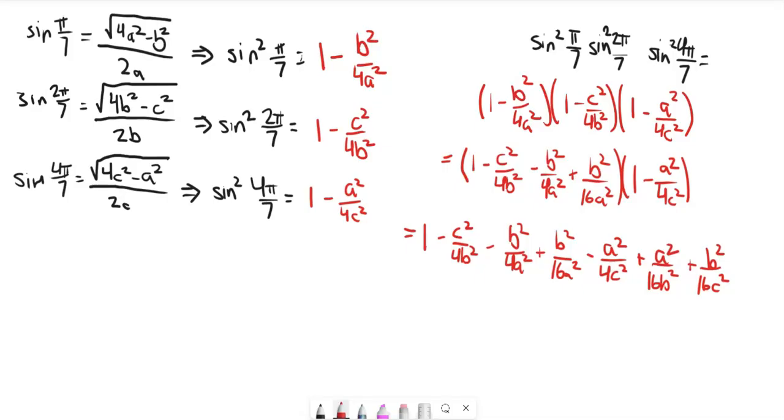Oh, I'm sorry, that's my bad. That should be c squared up there. Give me 1 second here while I erase that. That was my bad. So that right here is c squared over 16a squared. Did I get the right components down here?